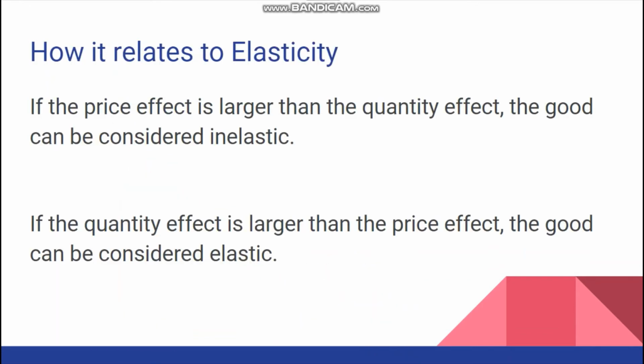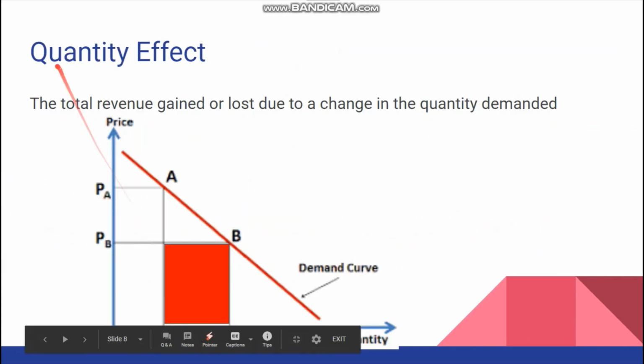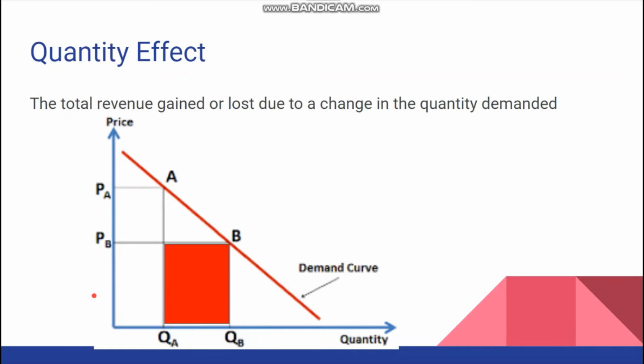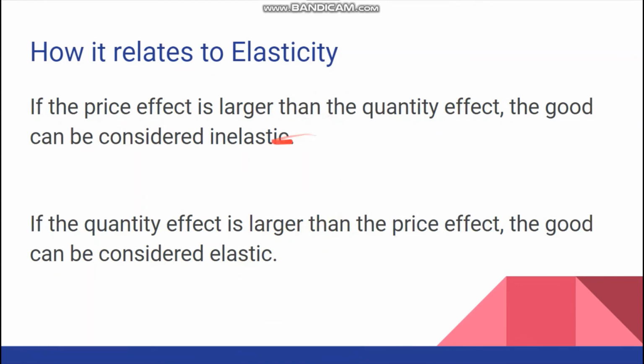And so if the quantity effect is larger than the price effect, we would say that is elastic because we raised the price and people said, you know what, I don't need to buy it. So the quantity effect outweighed the price effect and the good is considered elastic. If it were vice versa, if the price effect is larger than the quantity effect, then we would say the good is inelastic, okay?